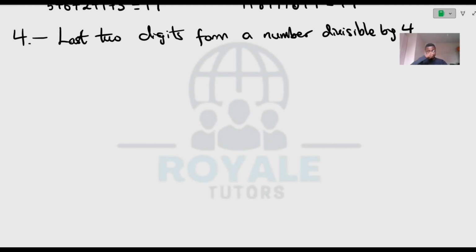Take note, we didn't say you add together the digits in the last 2 places. No, we said the last 2 digits must form a number divisible by 4. This shows that before you can say you want to check if a number is divisible by 4, it has to be at least 3 digits. For you to use divisibility rule anyways, it has to be at least 3 digits.